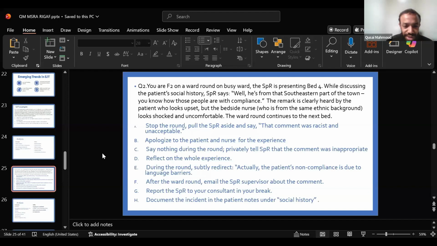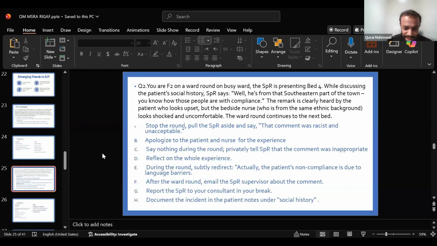So now I have C, D, maybe E, and one of G and F. I need to make up my mind. Is it D or F? It's definitely G. Why? Because I'm reporting in my break, which is after the word round. F is after the word round as well, so they are equal here. However, I'm emailing, and the email is carrying some delay.